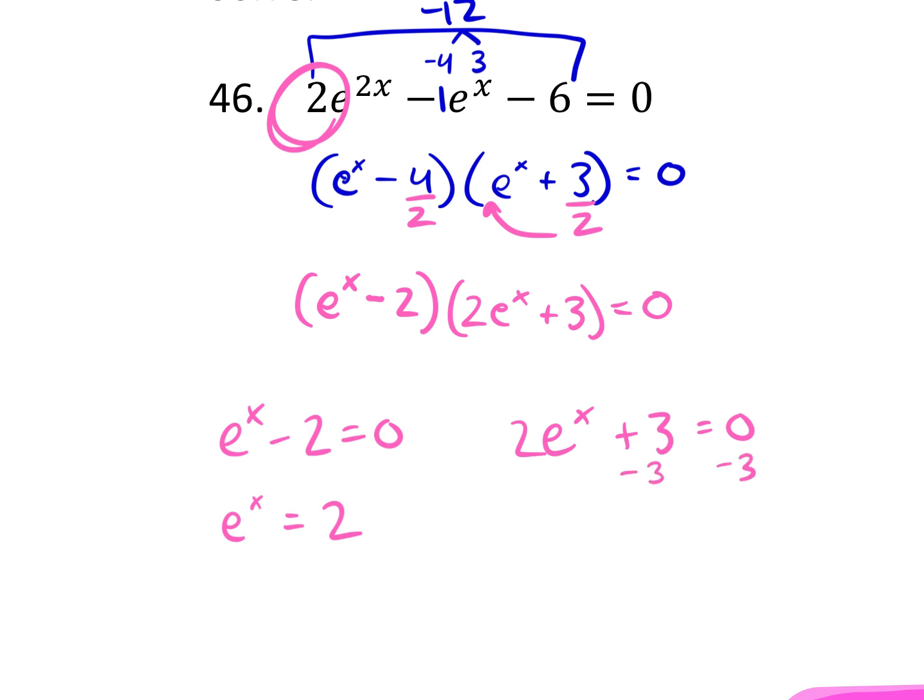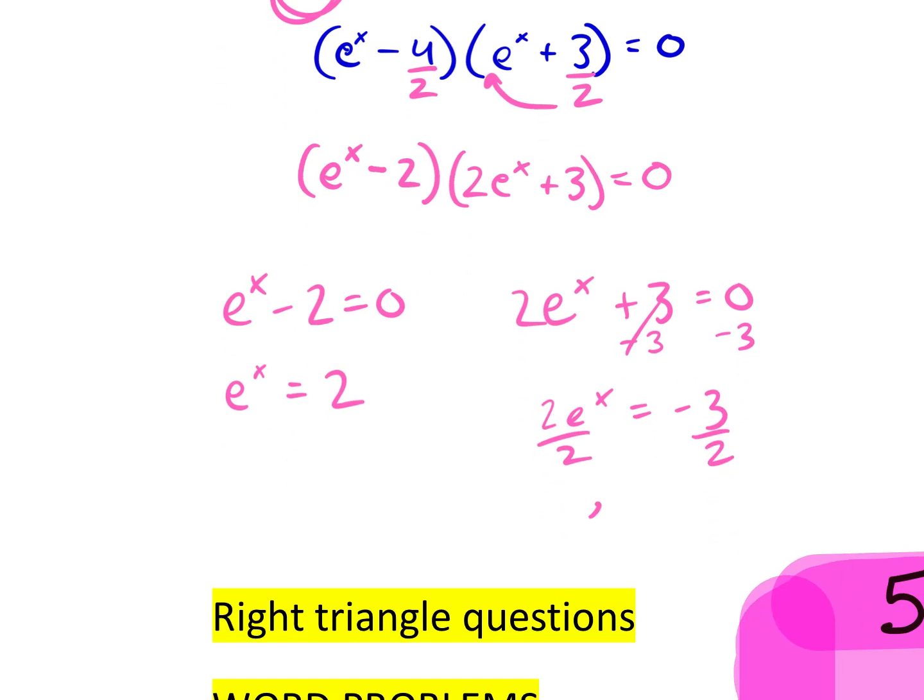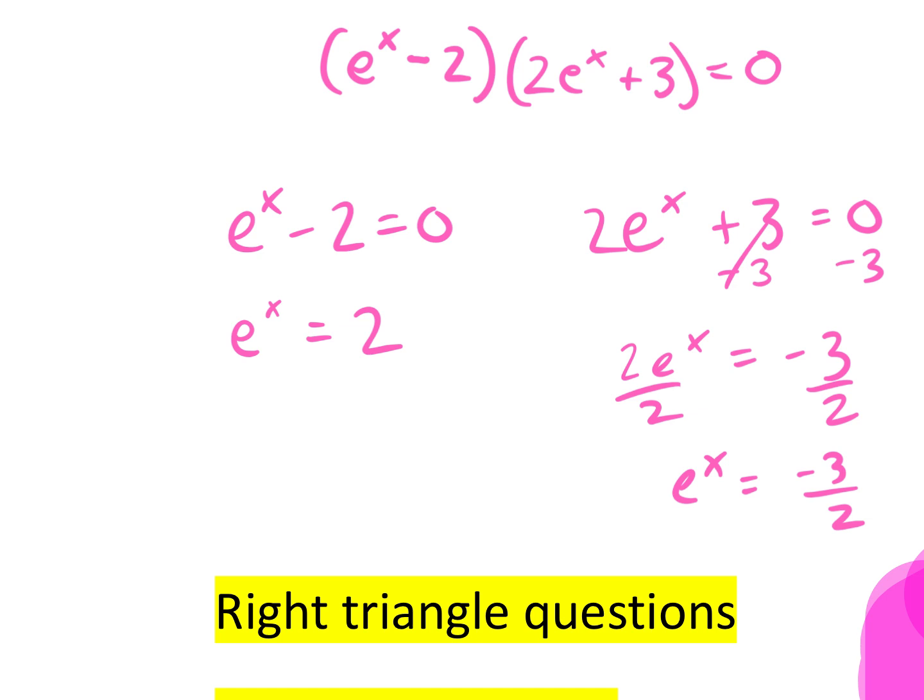Subtract 3, we'll solve them both here. 2e to the power of x equals negative 3, divide by 2. e to the power of x is equal to negative 3 over 2. How would I find x? What cancels out the e? ln, awesome. We take the ln of both sides. So ln of e cancels. We're left with x equals whatever the ln of 2 is in our calculator.